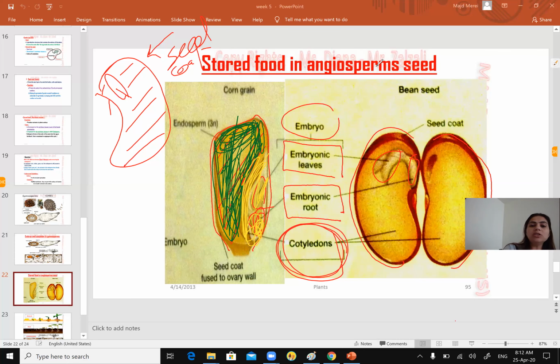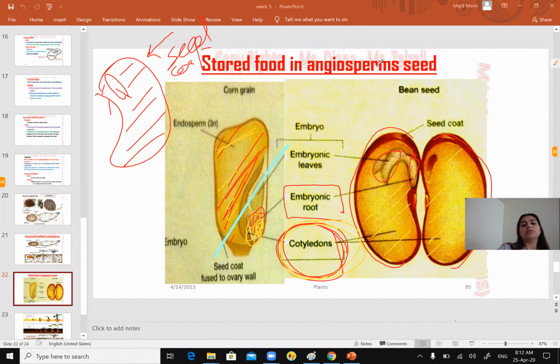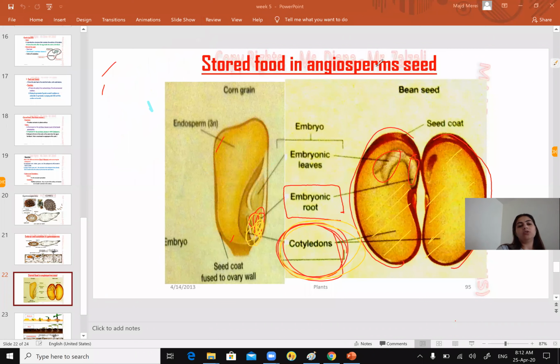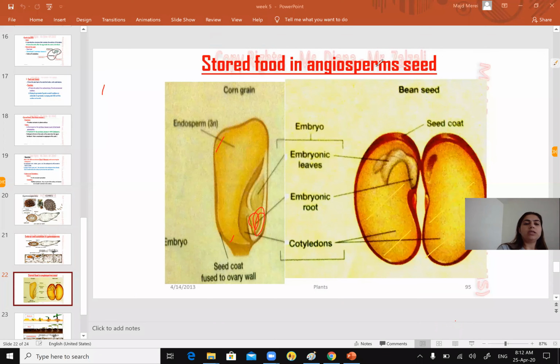In monocot, endosperm is still present. In dicot, the endosperm provides the cotyledon with all of the nutrients. So the nutritious part here now is actually what is called cotyledons. So in dicot, you will not find endosperm anymore. It provides the cotyledon, the dicotyledon to be more specific, with all of the nutrients.